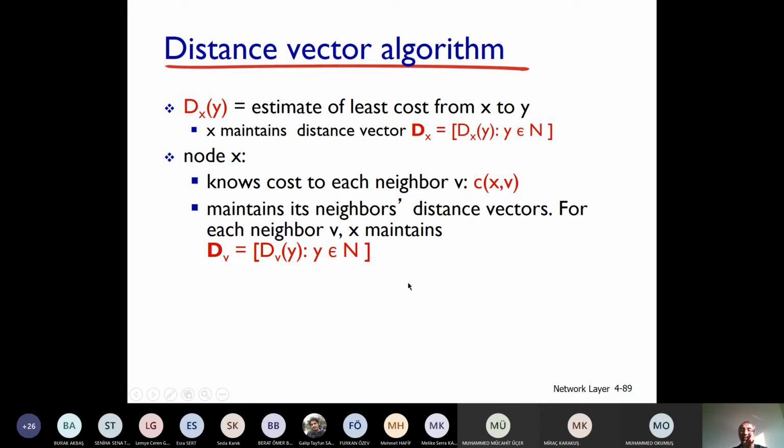So in summary, we need two pieces of information in order to calculate dx of Y, which is equal to c(X,V) plus dV of Y. Therefore, any node in this algorithm, in our case X, needs to know and maintain two values: the cost to the neighbor and the cost from each neighbor to the destination. We need to know these two pieces of information and keep updating them in our table.